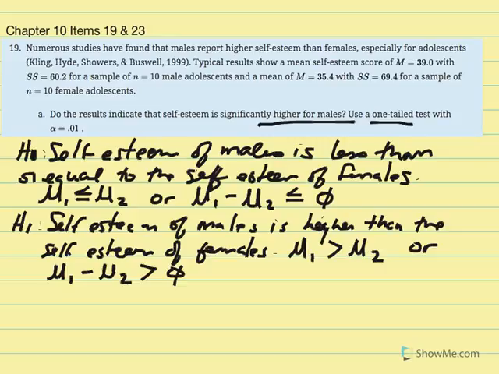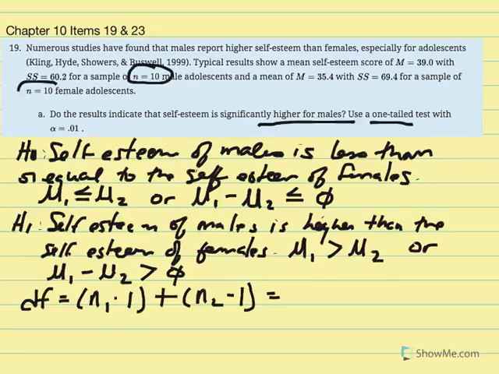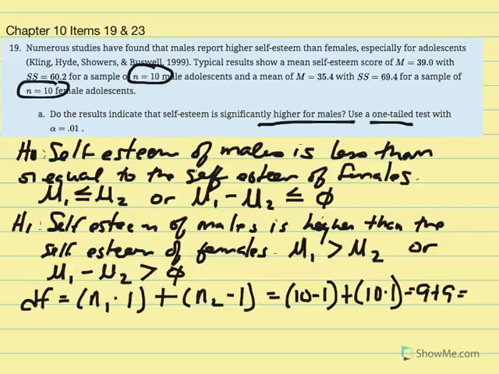Next, given the parameters of the test, one-tailed at alpha 0.01, let's find our critical T. To do so, we're going to need to figure out what our degrees of freedom is equal to. So degrees of freedom, N1 minus 1 plus N2 minus 1. So we were told that we have a sample of 10 males and a sample of 10 females. So this would become 10 minus 1 plus 10 minus 1. We get 9 plus 9, and that's equal to 18. So we have degrees of freedom equal to 18. Now we can find our critical t-value using our t-distribution.